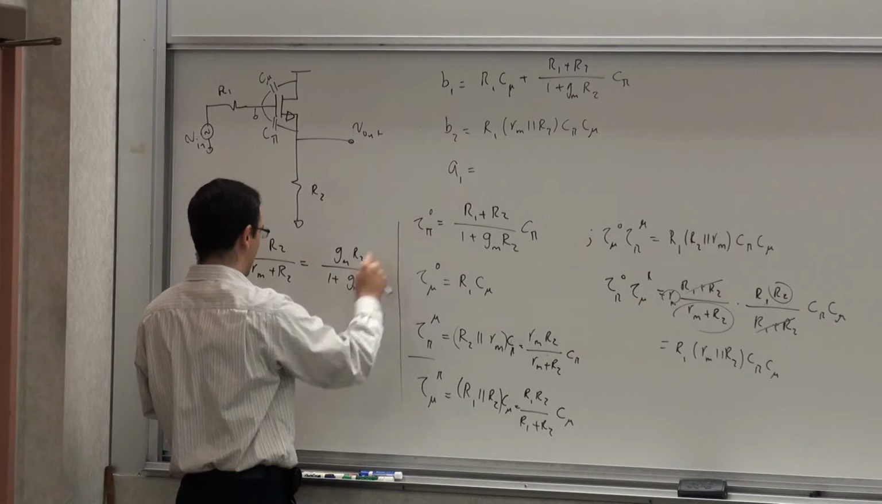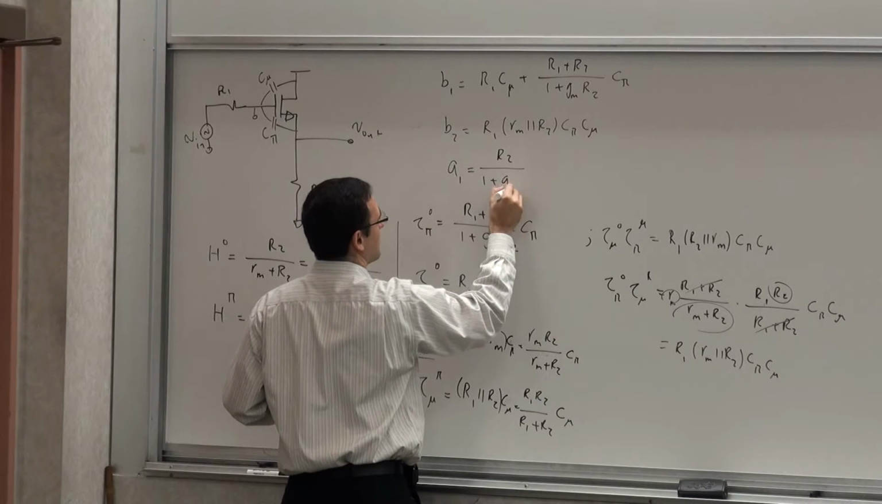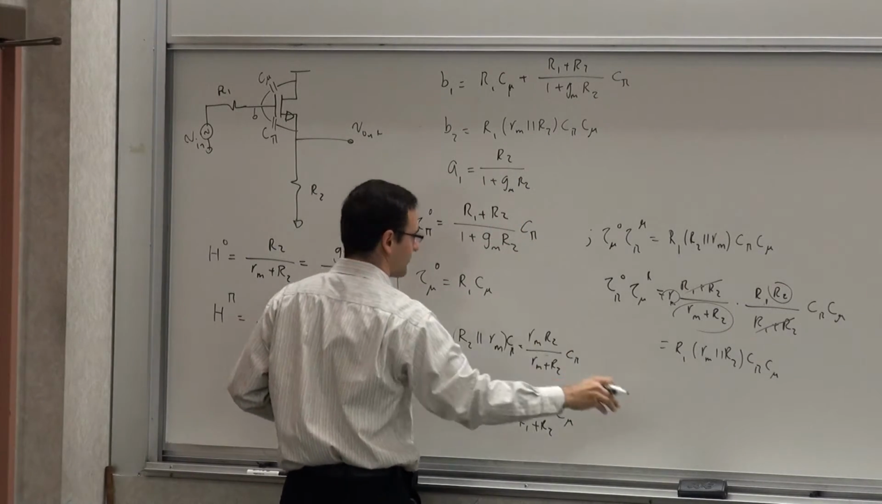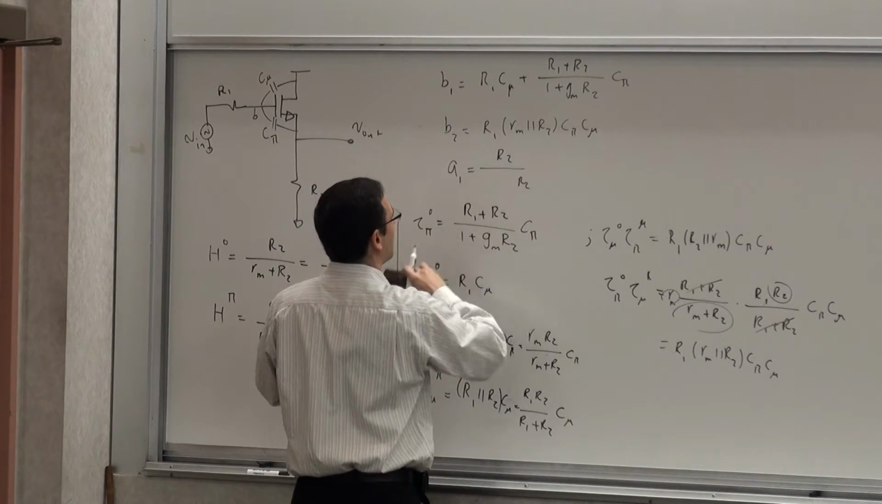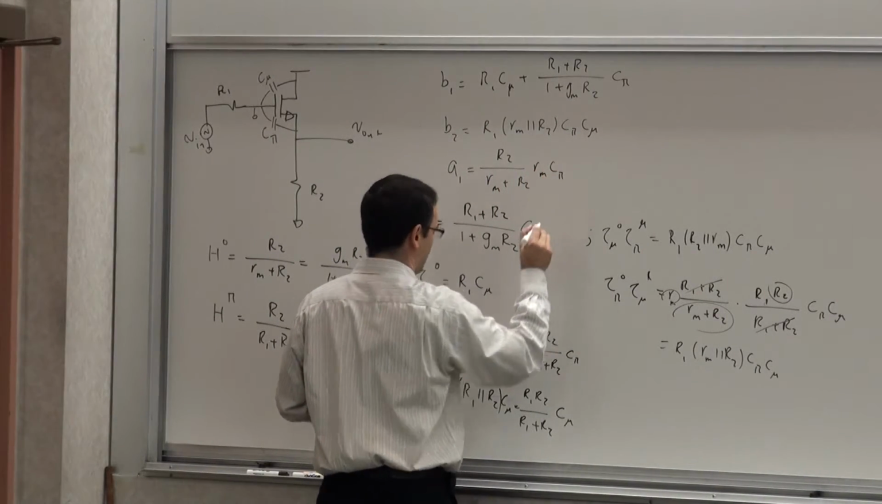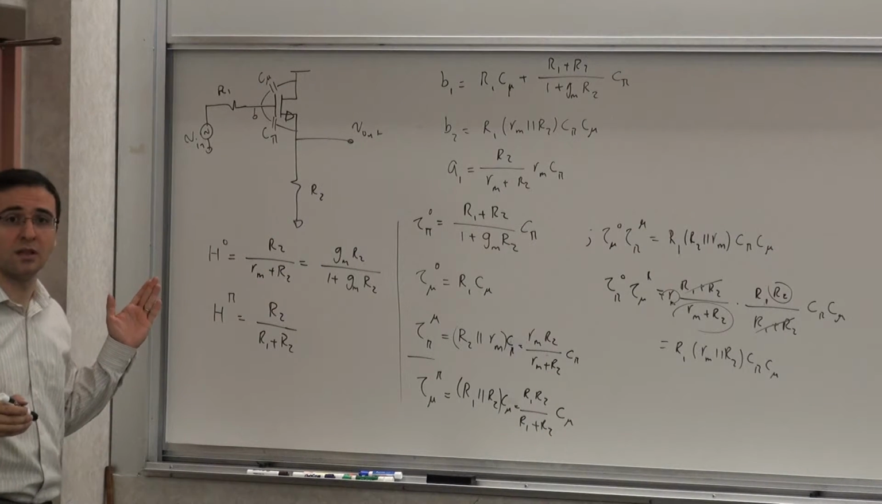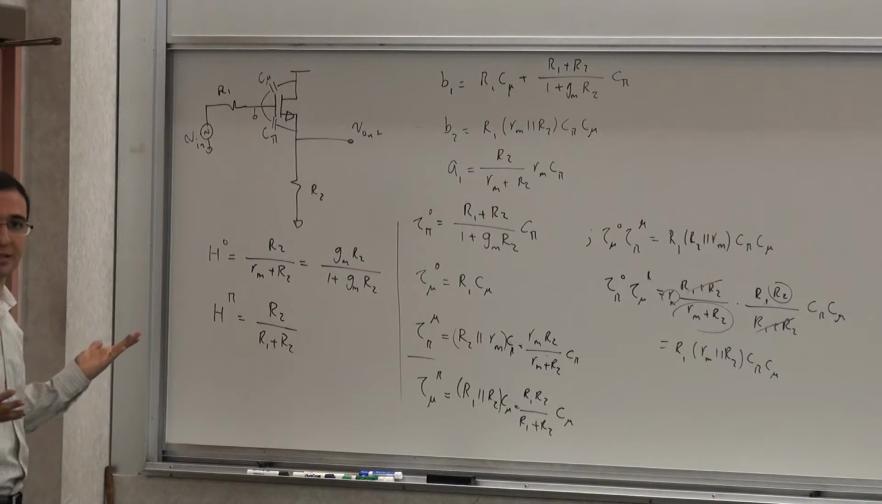So as you can see, this cancels that. So I'm left with R2 over 1 plus Gm R2, which I again like to write as Rm plus R2 times Rm C pi. So I know everything I need to know. This basically is everything I need to know about this transfer function.